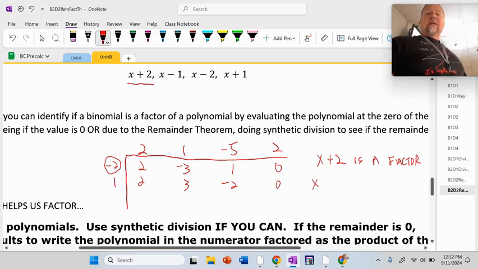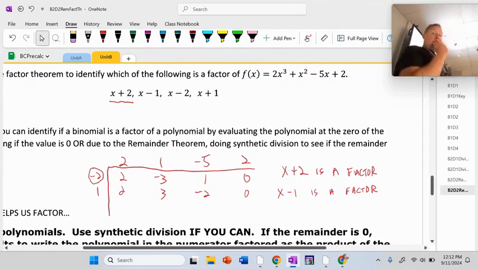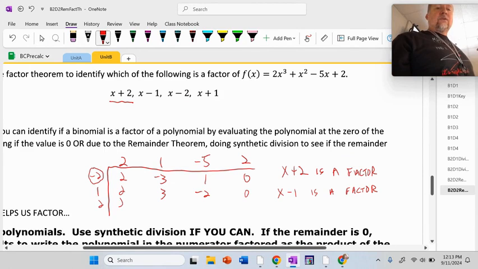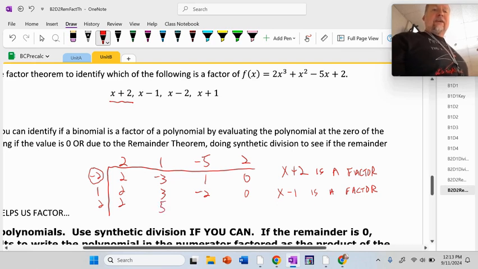Guess what? X minus 1 is a factor because I got a remainder of 0. Now 2: 2 times 2 is 4. 4 plus 1 is 5. So 2 times 5 is 10. 10 plus -5 is 5. I don't feel so good about this one.